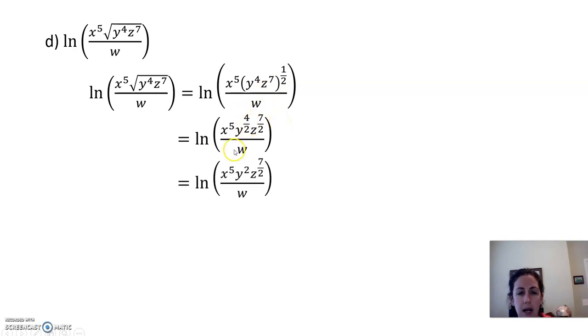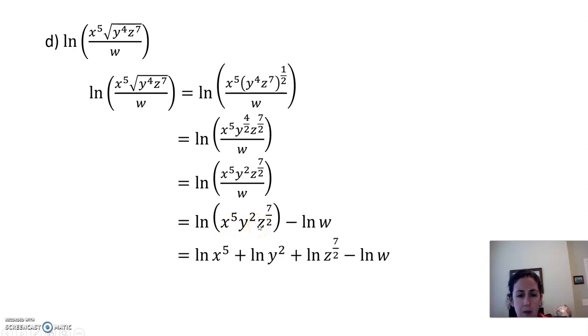And so now I have the logarithm of two things being divided. I can take the logarithm of the numerator minus the logarithm of the denominator. And here I have the logarithm of 3 things being multiplied, so I can break this up into 3 logarithms being added. Now I have exponents. What I'm taking the logarithm of is all being raised to a power. I can bring that power out front. I am no longer taking the logarithm of 2 things being multiplied, added, or divided, or all to a power, so that one is done.